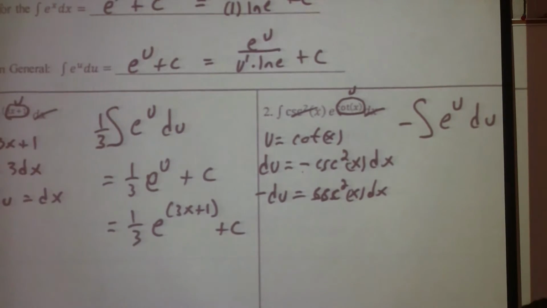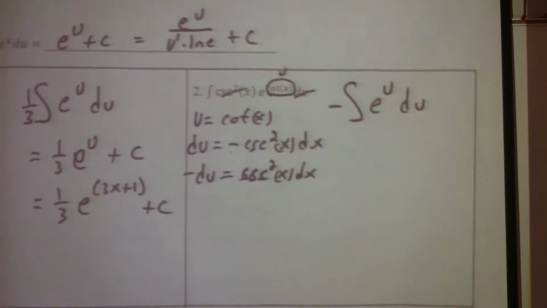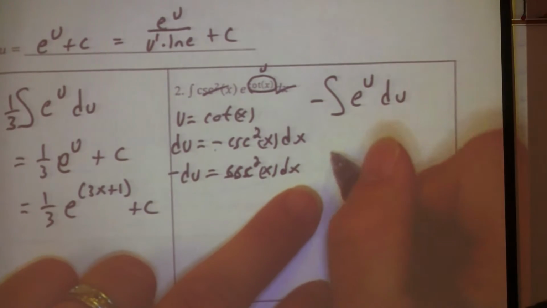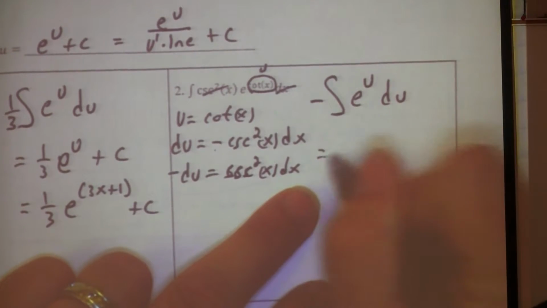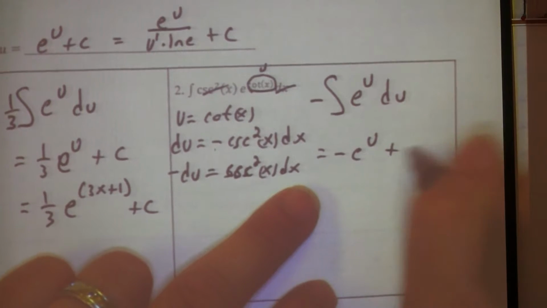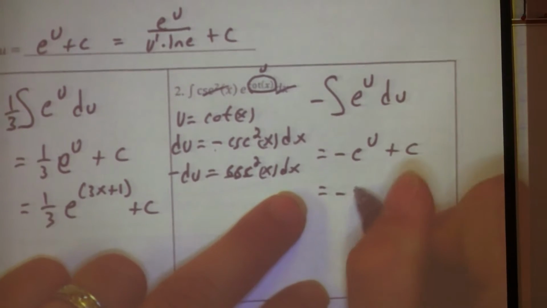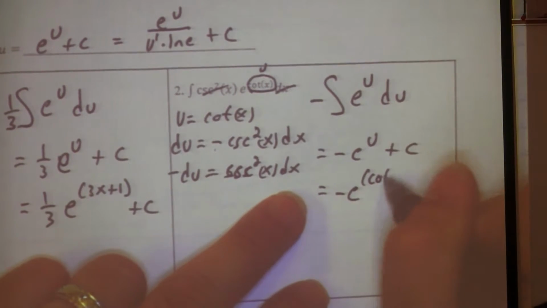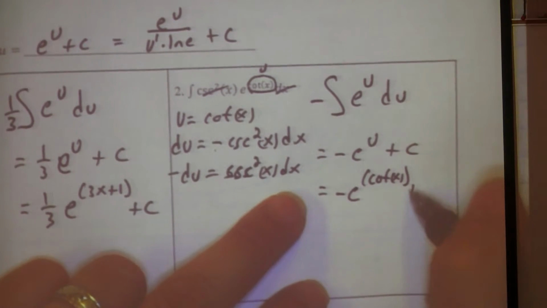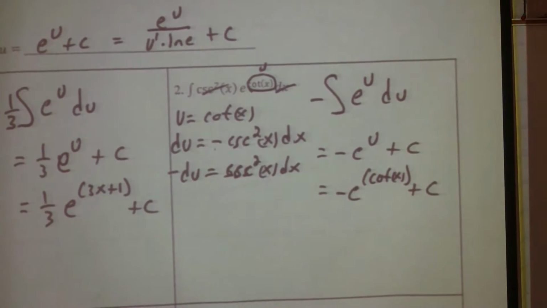Much easier, right? What's the integral of e to the u? E to the u, right? So we get negative e to the u plus c, and negative e to the cotangent x plus c. Cool? Too easy?